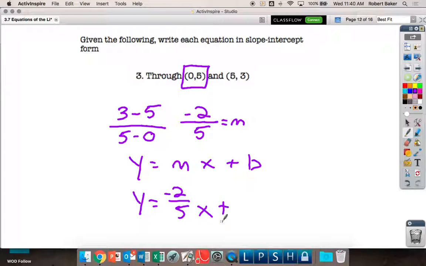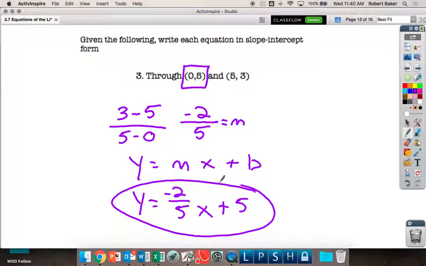Do you have a b? Yeah, 5. You have a hidden b right here. Nice. The fact that you know that 0, 5 is the y-intercept saves you a lot of work. If you don't know that, you can go through all the other steps that we've already taken.